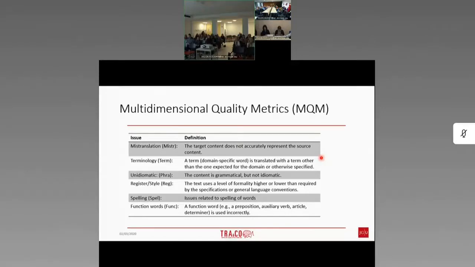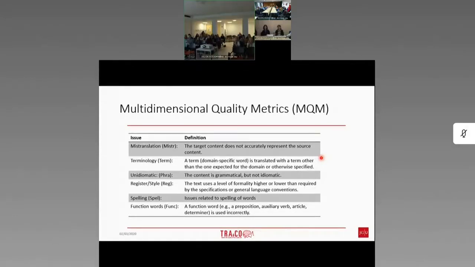And we used MQM, or a version of MQM, and we looked at these categories. So mistranslation, I don't think I really need to explain that, but essentially it's a wrong translation. Terminology, which is very close to mistranslation, of course, where a domain-specific word is translated with a term other than the one expected for the domain or otherwise specified.